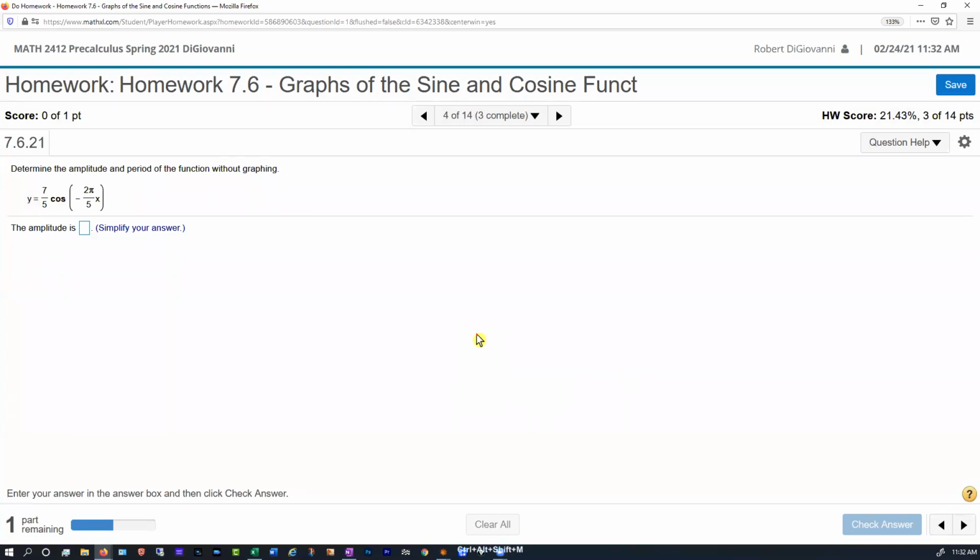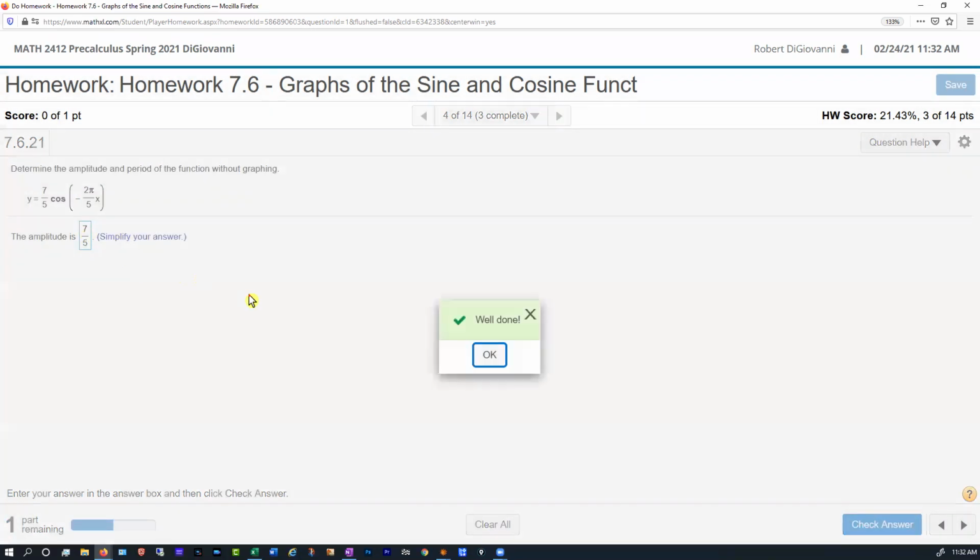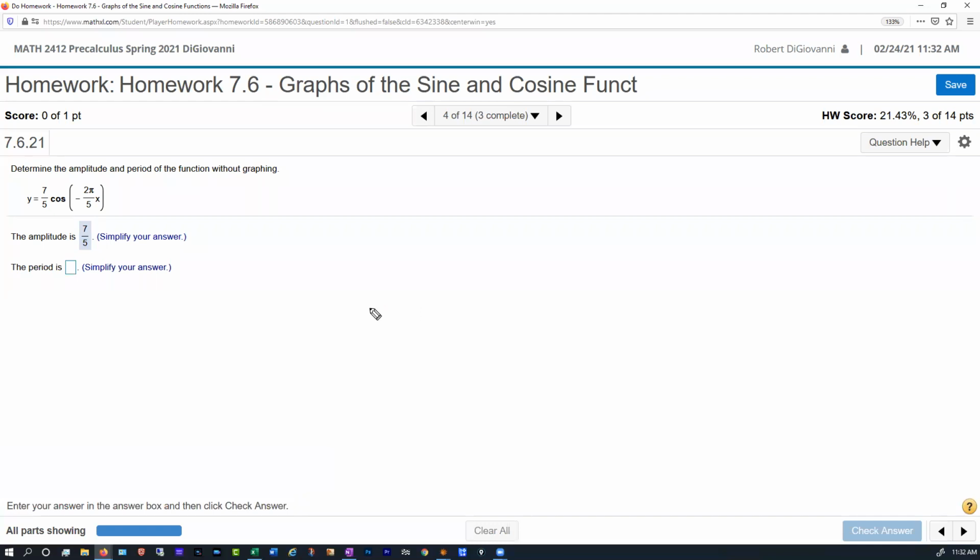All right, same old, same old. Okay, amplitude here, 7/5. And then for the next part, the period, I'm going to need 2 pi divided by -2 pi over 5, which is the same as 2 pi times the reciprocal, so 5 over -2 pi. And I look at that as a fraction, so I'll just go straight across. And notice that we can just cancel out the 2 pi's completely. I'll still have a negative on the bottom.